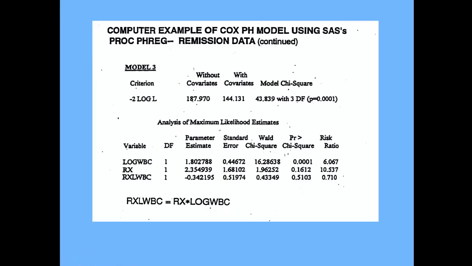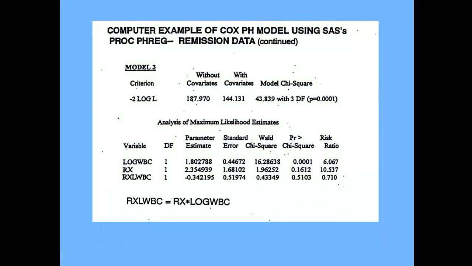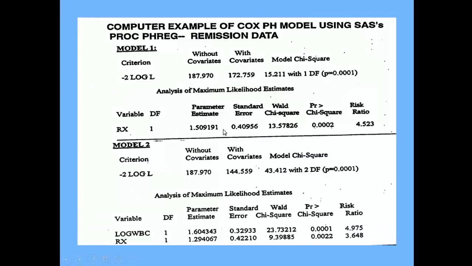Okay. What if I wanted to do a likelihood ratio test and I had model 3 and I had model 2? What would I do? You notice you see minus 2 log L? See that? And you see minus 2 log L here? With covariates, 144.131. With covariates, 144.559. I would subtract one of these minus 2 log L values, model 2, and the other one from model 3. I'd subtract one from the other.